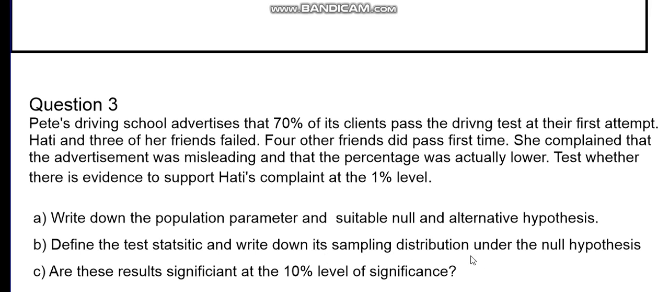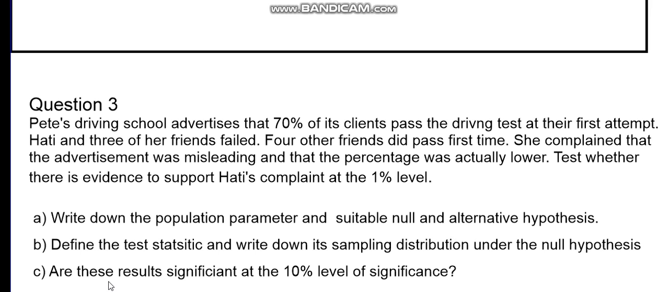And the sampling distribution is always going to be binomial. The N is how many people that we're testing. So we had 4 pass and 4 fail. So that's 8 people in total is your N. And then your P comes from the null hypothesis.